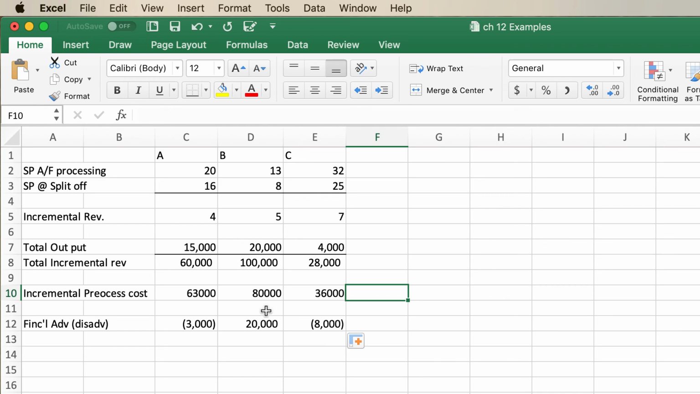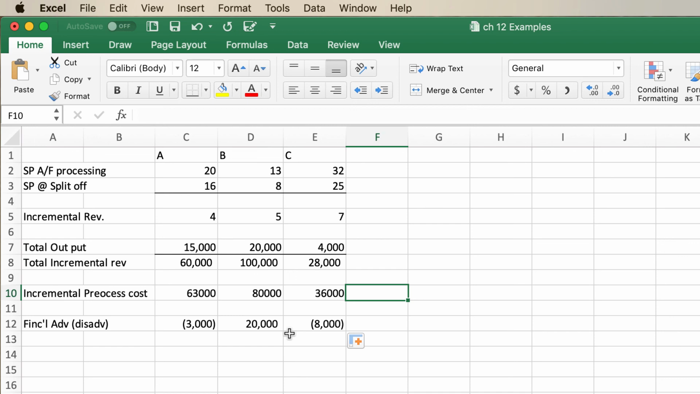So B is the only one where we should say, you know what, we're going to process further. We're going to incur these costs. That's okay, because we have a positive number here, so we have a financial advantage. So there you go.